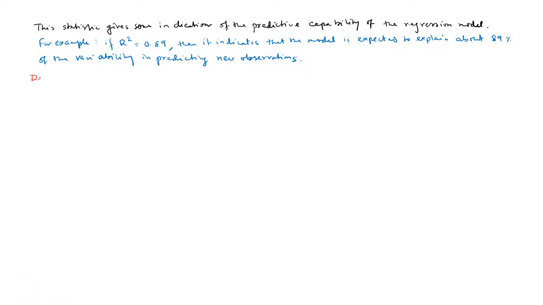Now, detection and treatment of outlier. Outlier means extreme observations. An outlier is an extreme observation.